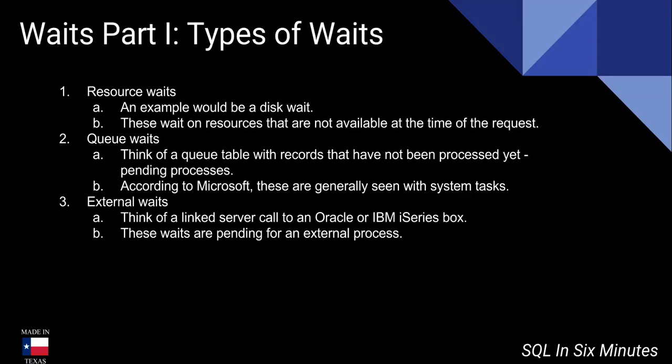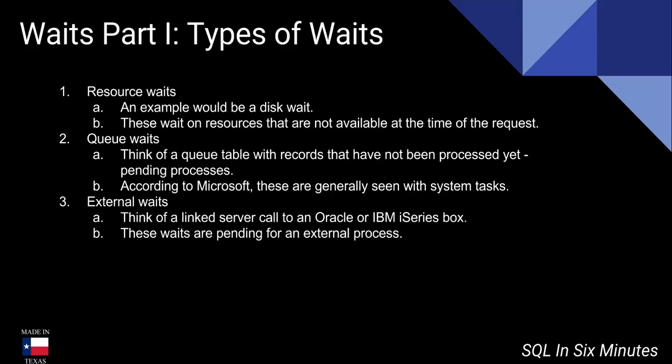A queue-based weight is, think of a queue table where you have records being put into the queue table, and those records have to be processed in a certain order, but they're basically kind of backlogged, all right? And according to Microsoft, these are generally seen with system tasks, okay? So keep that in mind. And then finally, we have external weights. And an external weight, think of a linked server like a call to Oracle or an IBM iSeries box. And these weights are pending an external process, okay?